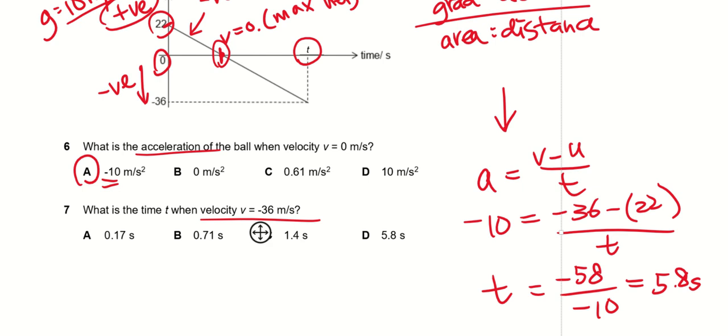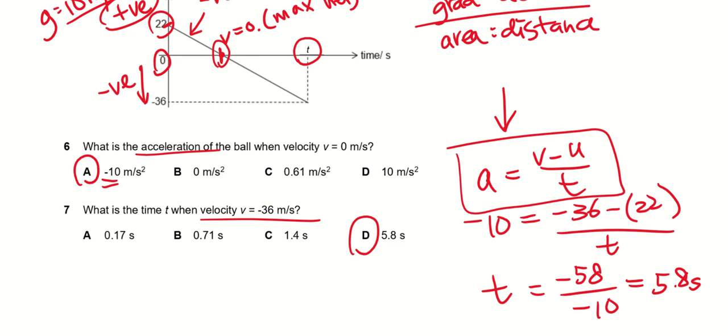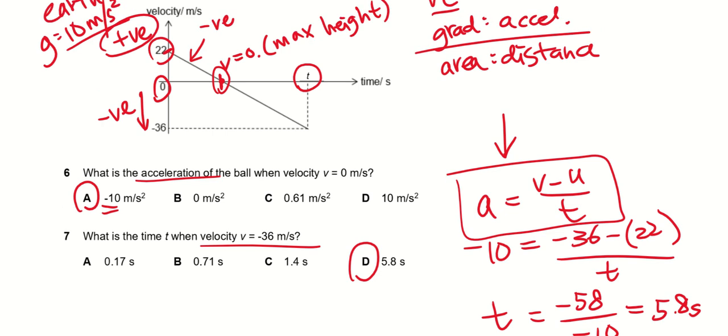Velocity can be positive or negative, acceleration can be positive or negative, but time can never be negative. You cannot go back in time. So the value is 5.8, solved using a equals v minus u over t, and recognizing that the acceleration is found from the gradient of the graph.